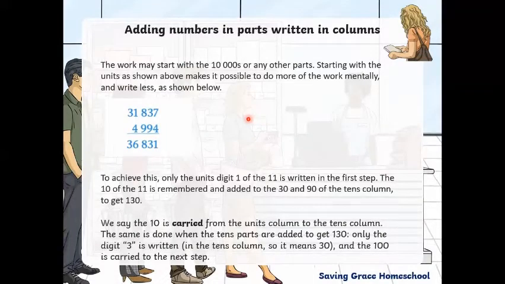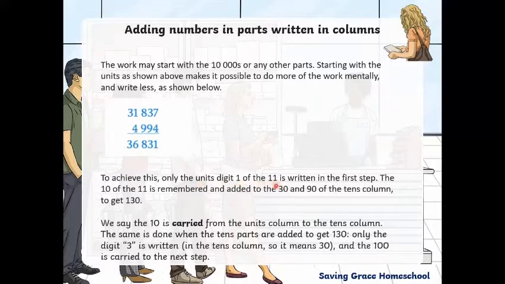The work may start with the 10,000s or any other part. So it could actually start higher. Maybe start with the 100,000s or the millions, or it could even start with the tens or even the units, depending on how small or big the number is. Starting with the units shown above makes it possible to do more of the work mentally and write less, as shown below.